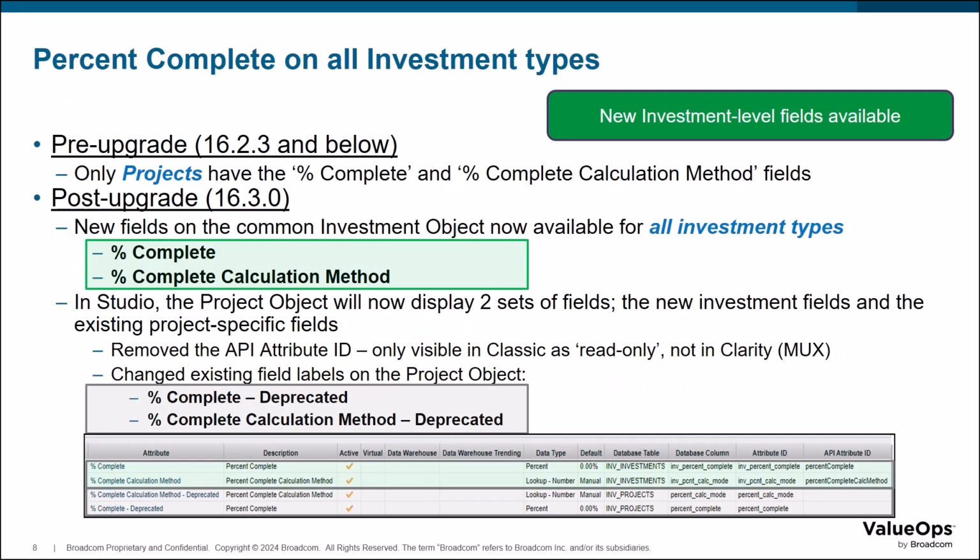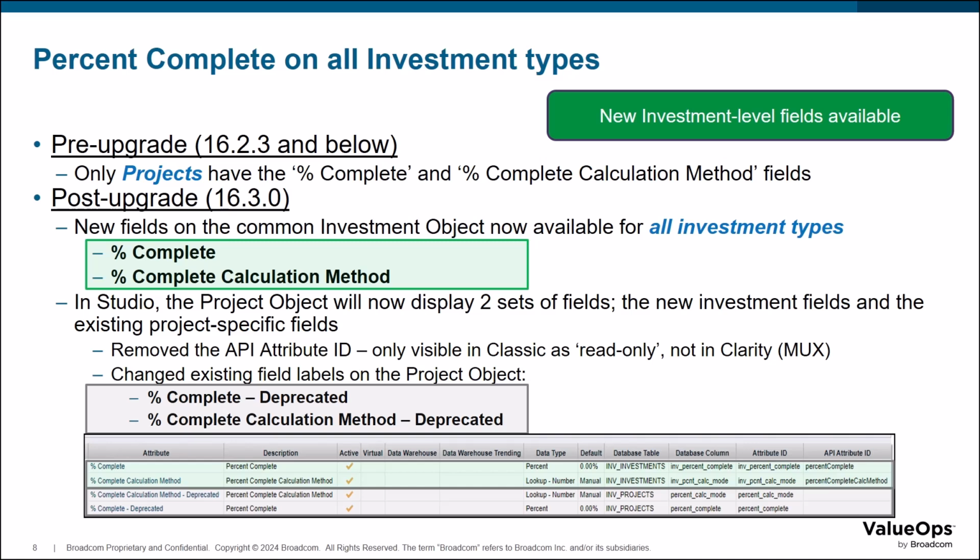Two new fields are added into the common investment object for the percent complete and the percent complete calculation method. Prior to this, only projects had the functionality to manage the percent complete and the method at the investment level. Now it is available for all investment types.